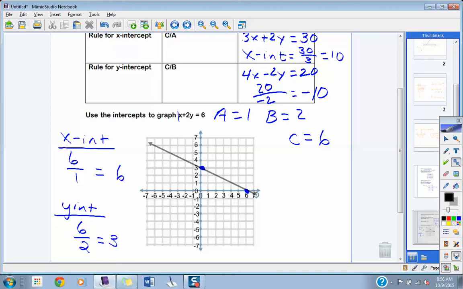All righty then. Questions so far? You understand x-intercept, y-intercept? Yes? Give me some sort of sign that you're alive right now. All right.